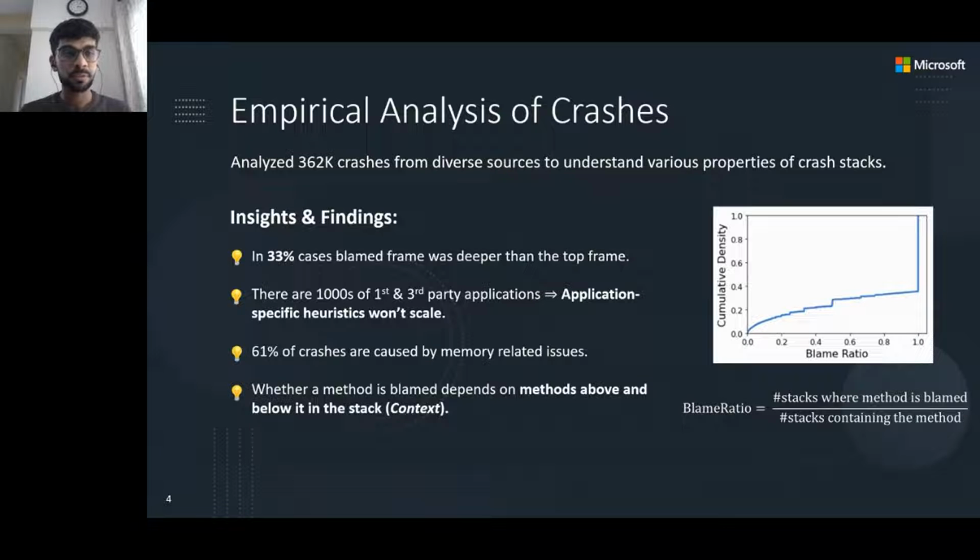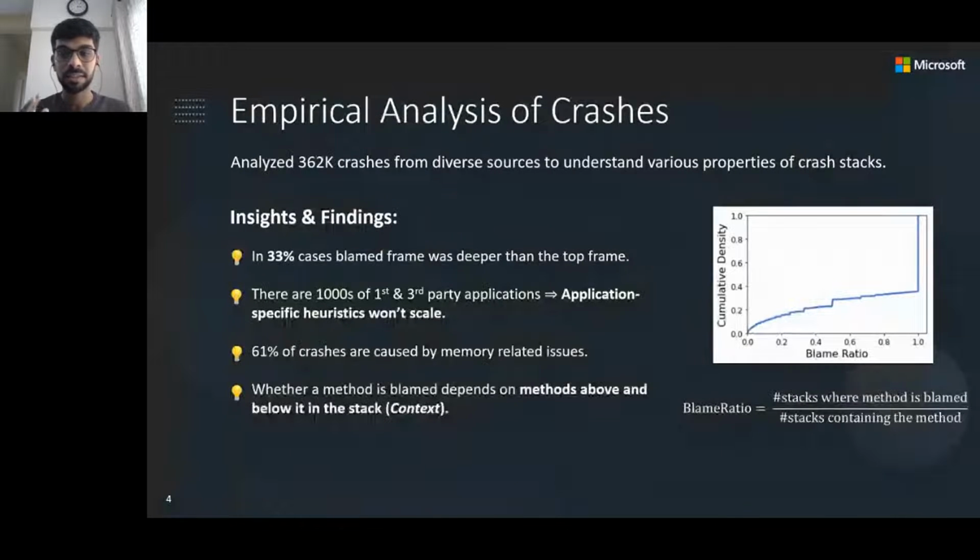And in the interest of time, I will go to the last insight, where we looked at how frequently a method is blamed in crashes. We compute a custom metric called blame ratio, which is the ratio of the number of stacks where a method is blamed to the number of stacks containing that method. And what you see here is a plot of blame ratio.